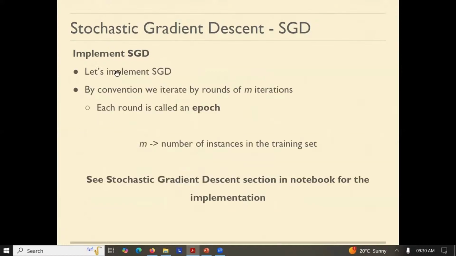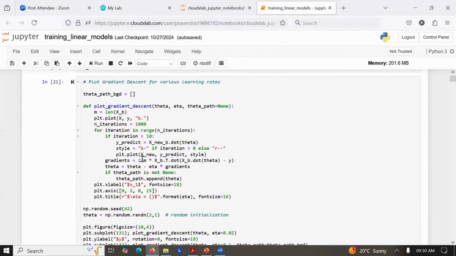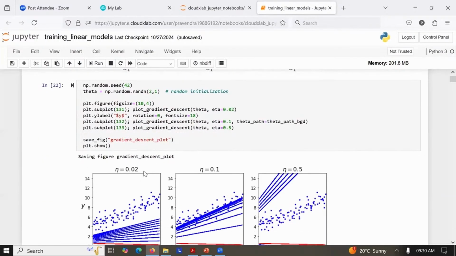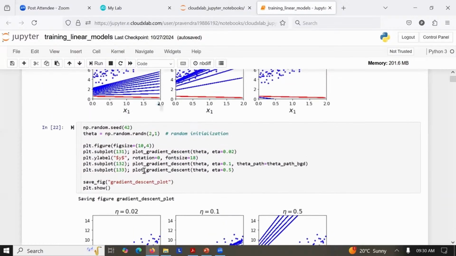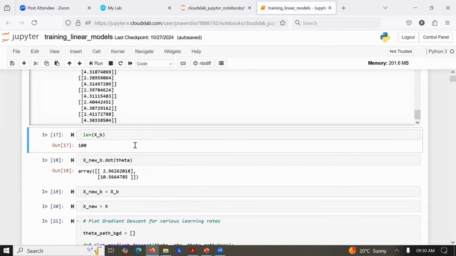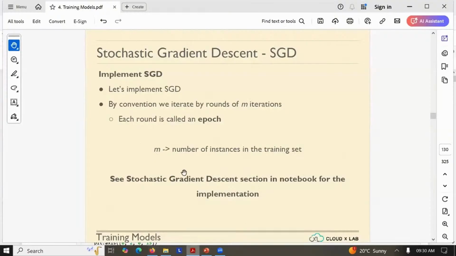Okay, so now let's implement stochastic gradient descent. In stochastic gradient descent, we will calculate the gradient using one data point at a time. So let's take a 5-minute break and then we will see the code for stochastic gradient descent.